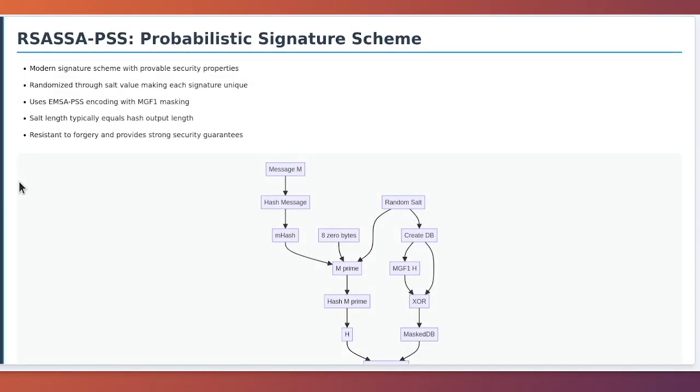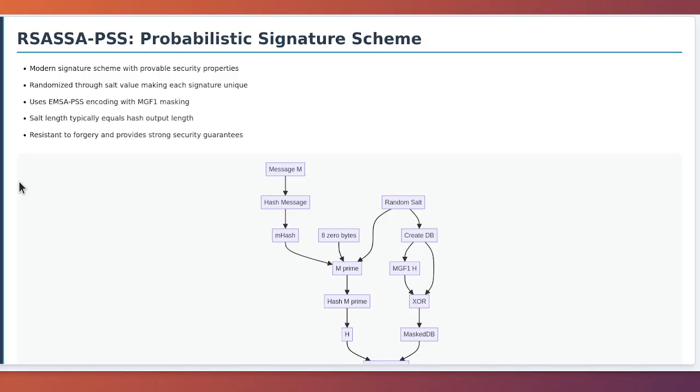RSASSA-PSS Signature Scheme. RSASSA-PSS is the modern probabilistic signature scheme specified in RFC 8017. PSS stands for Probabilistic Signature Scheme, and like OAEP for encryption, it was designed by Bellare and Rogaway with provable security properties. This is the recommended signature scheme for new applications.